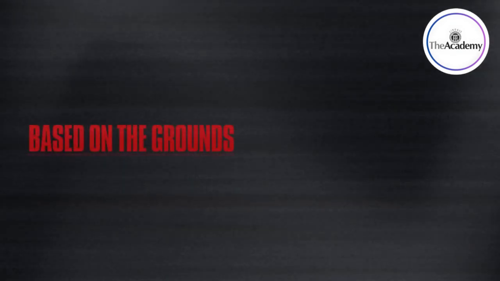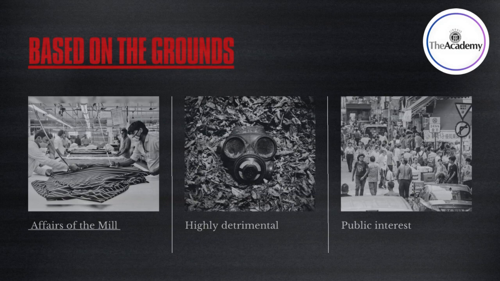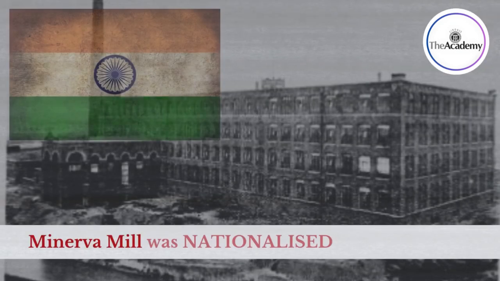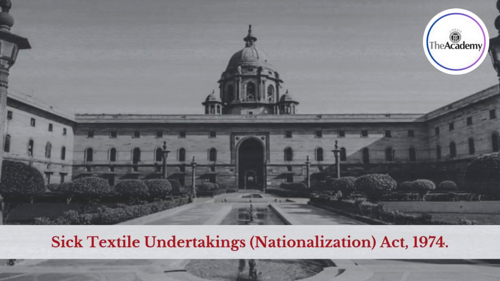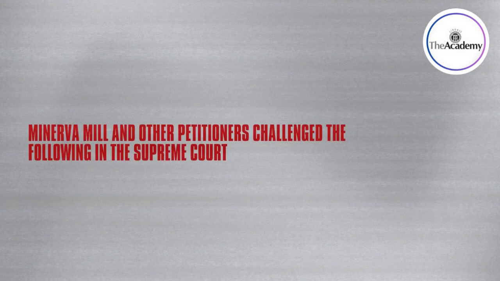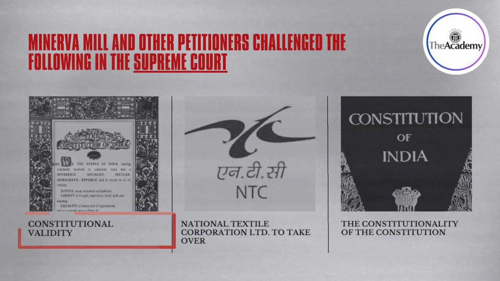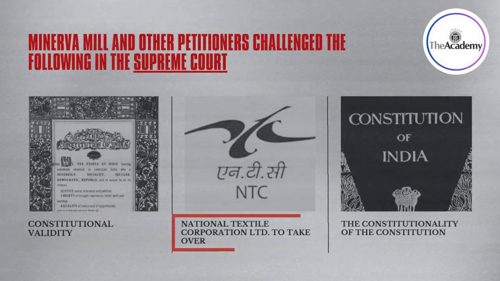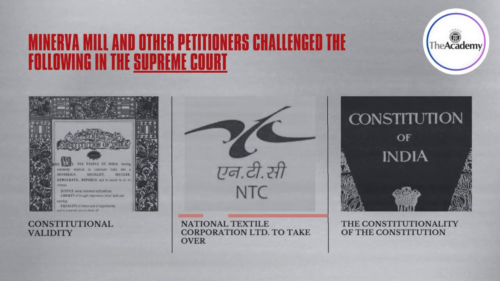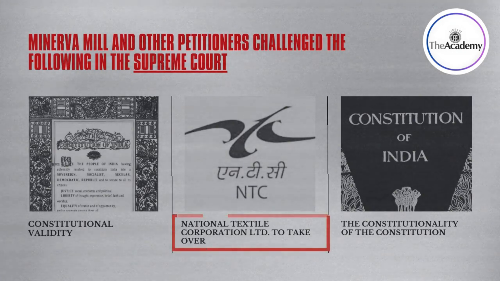The order was based on the grounds that the affairs of the mills were being managed in a manner highly detrimental to the public interest. Minerva Mills was nationalized and taken over by the central government under the provisions of the Sick Textile Undertakings Nationalization Act 1974. Minerva Mills and other petitioners challenged the following in the Supreme Court. First, the constitutional validity of certain provisions of the Sick Textile Undertakings Nationalization Act 1974. Second, the government order that authorized the National Textile Corporation Limited to take over the management of the Minerva Mills.